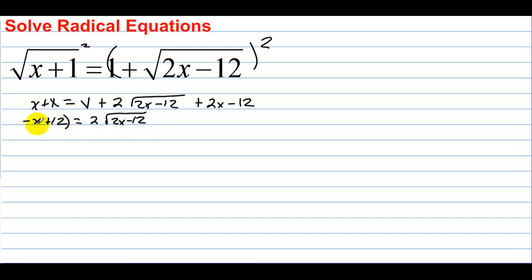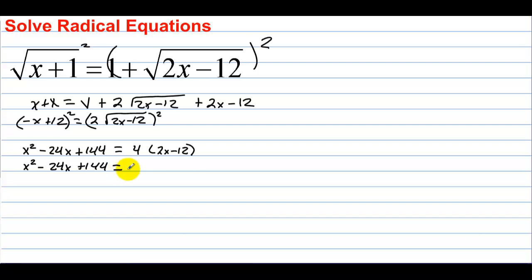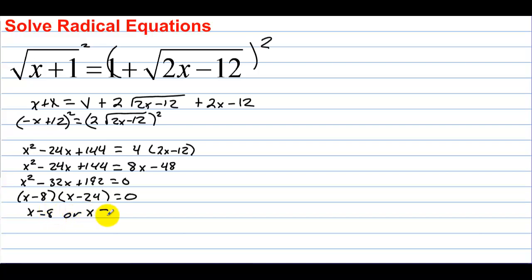Now we can square both sides. Square this side, but we have to remember to square this 2 also. We get x squared minus 24x plus 144 is equal to 4 times 2x minus 12. So we have x squared minus 24x plus 144 is equal to 8x minus 48. So let's minus 8x. We get minus 32x, and then we'll add 48. That's going to be plus 192 is equal to 0. Then we can factor this. We have x minus 8 and x minus 24 is equal to 0. So x equals 8 or x equals 24.